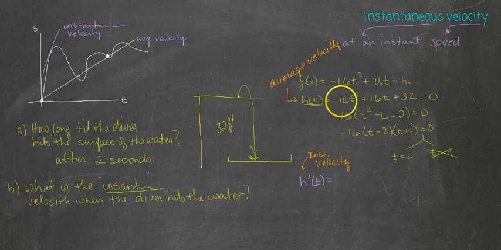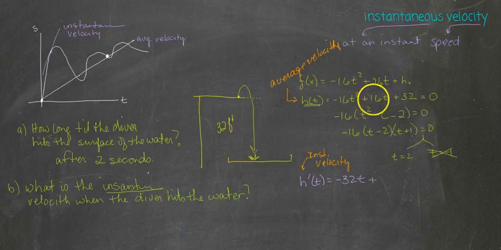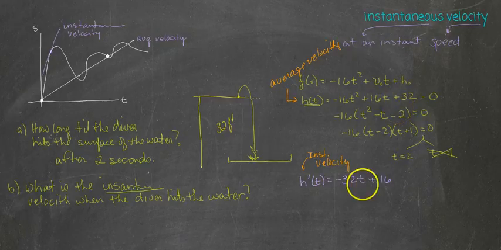So the derivative of -16t squared is 2 times -16, -32t, to the 2 minus 1, so just to the first power, plus 16, constant multiple rule, times the derivative of t, but the derivative of t is just 1, and then plus the derivative of 32. 32 is a constant, so the derivative of 32 is 0. So this is actually our function that describes instantaneous velocity at any given time.